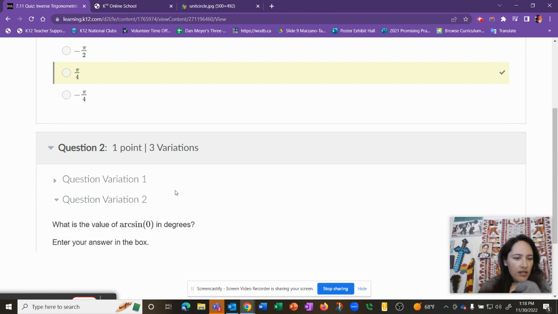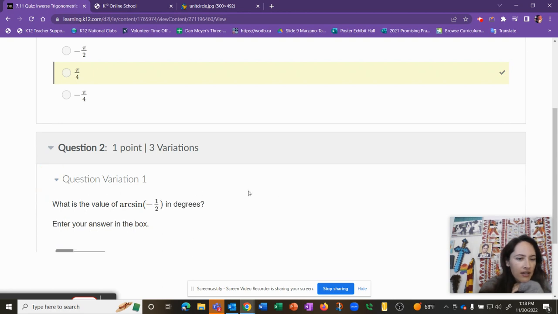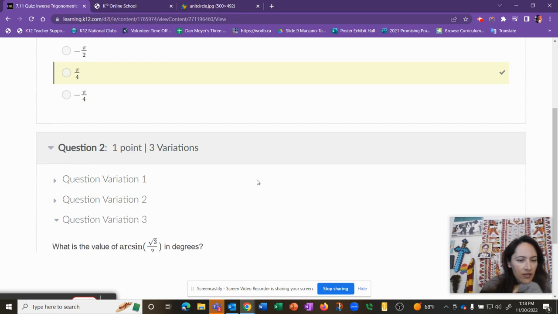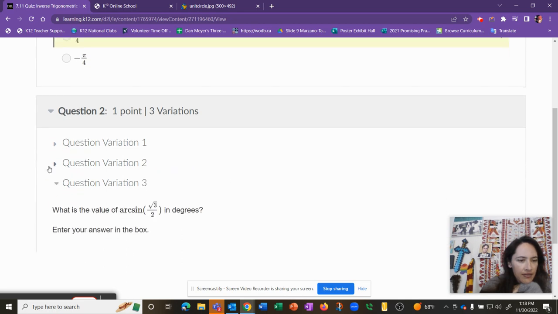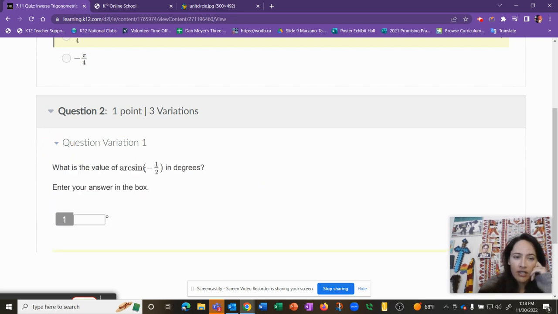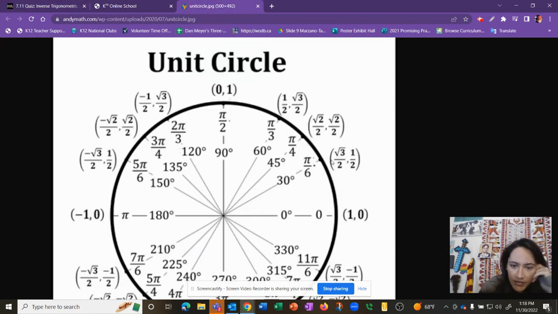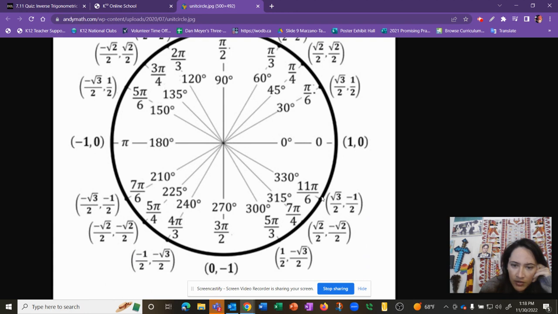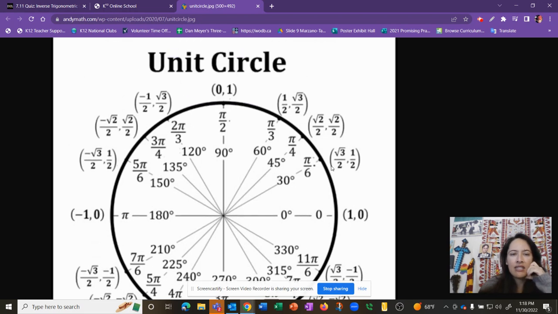Question 2, variation 2: arc sine of 0 in degrees. Arc sine of negative 1/2 in degrees. Let's use a calculator. Okay, it's all in degrees. You can use the unit circle, but I want to use the calculator. Negative 1/2, find negative 1/2. It has to be down here. But we want to go this direction, so it's not going to be 330. It's going to be, let's go look.